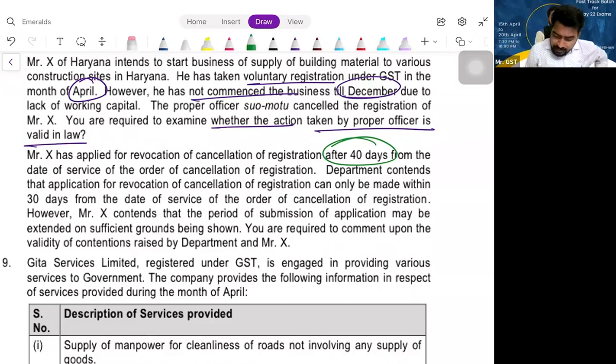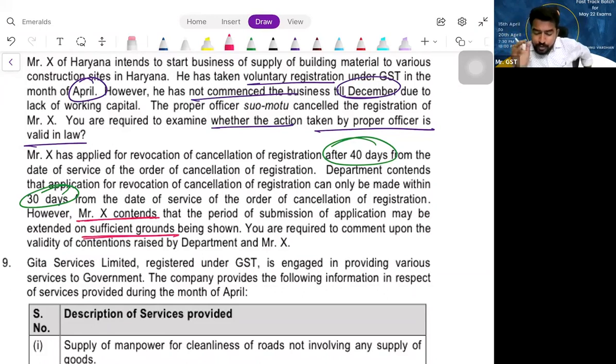Now what has happened? The department contends that an application for revocation of cancellation can be made only within 30 days from the date of service of the order of cancellation. Okay, very good. But Mr. X is also a student, so he knows the law. What is he saying? He is saying that, sir, based upon sufficient grounds being shown, you can extend the time period, condone the delay. That is what he is asking.